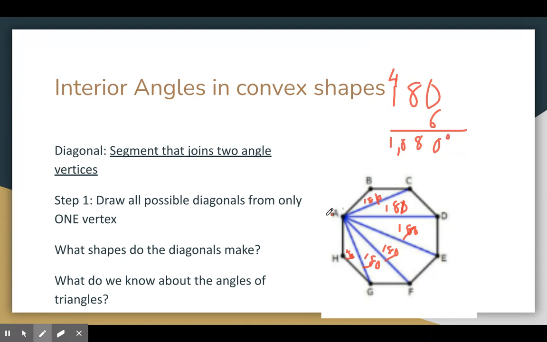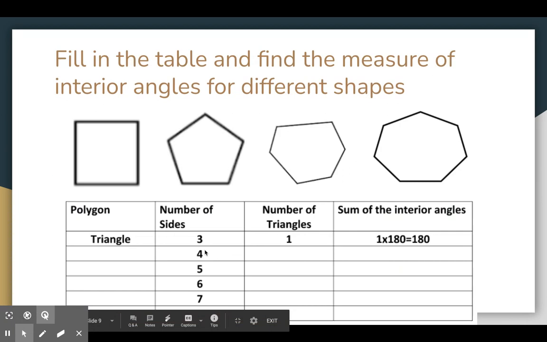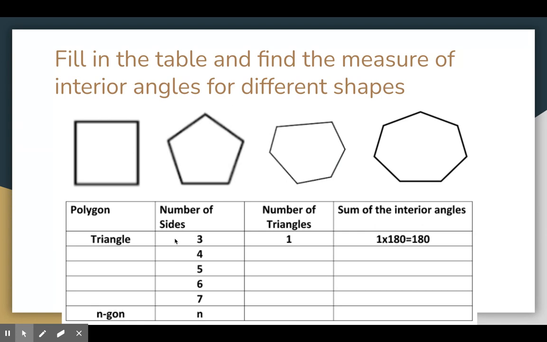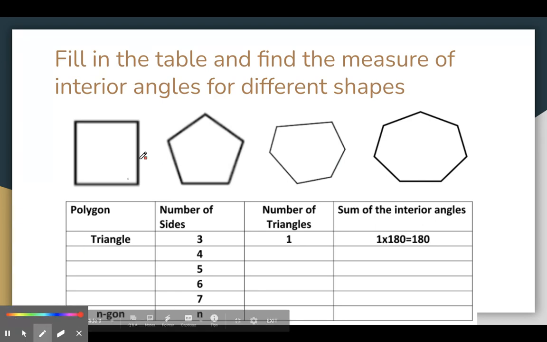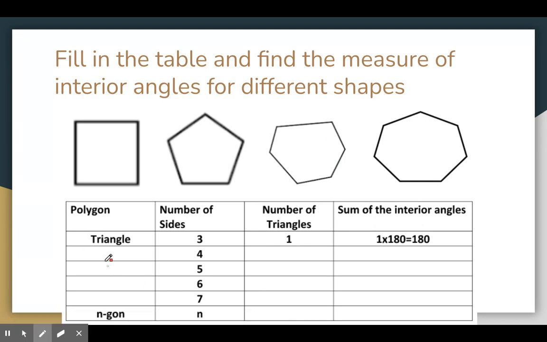And that is how you can tell how many degrees are inside of a specific shape or a specific polygon that we have. And that's essentially what this chart is going to help us with, right? We know that a triangle has 3 sides. We know there's obviously only one triangle in a triangle. And we know that all triangles add up to 180 degrees, right? So if we take all of these other shapes, okay, this shape with 4 sides, this is called a quadrilateral.